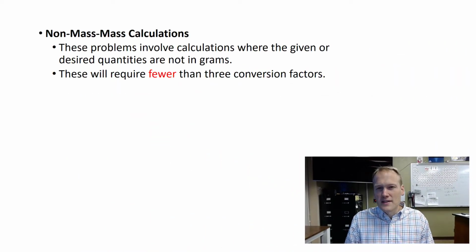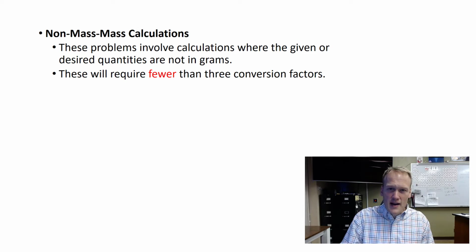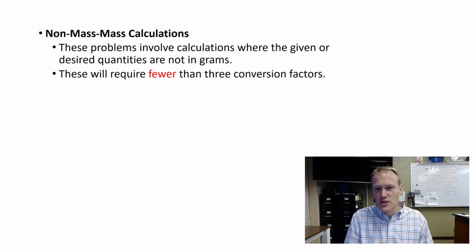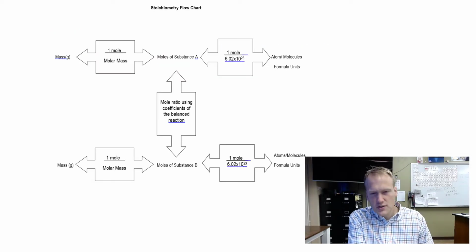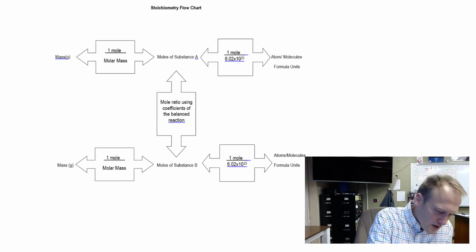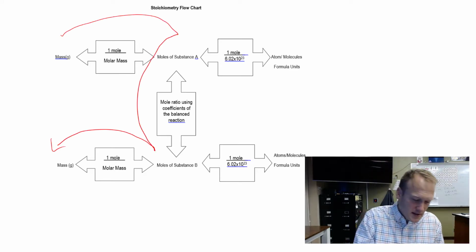A lot of times we refer to these as non-mass calculations because instead of going from mass to mass or grams to grams, we're going from moles to mass or moles to atoms. We're just using other units besides mass. And a lot of times because of this, they'll have fewer than 3 steps. So if you remember our graphic organizer here, we've gone from mass to moles of a different substance, and then to mass of a different substance.